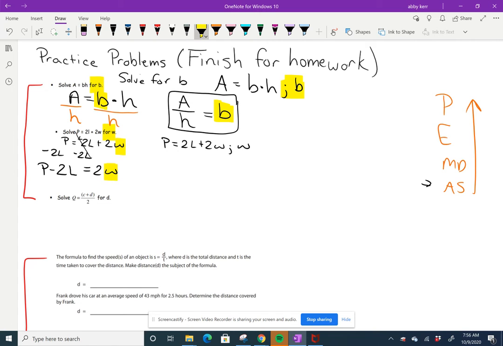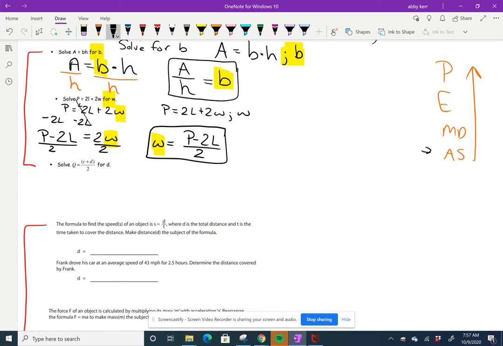So now we're almost there. We almost have W by itself. Now we have to undo multiplying by 2 by dividing by 2. So we have W equals the P minus 2L all over 2. Now technically you could simplify that a little bit more, but for this section, that is good. The reason why is we have W by itself, and that's what we wanted.